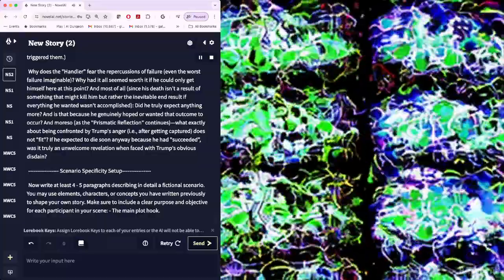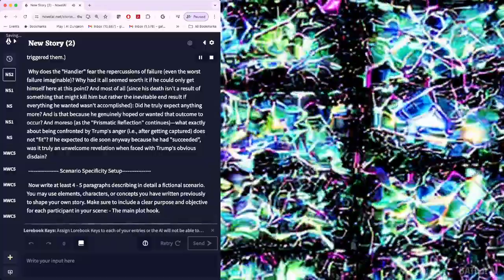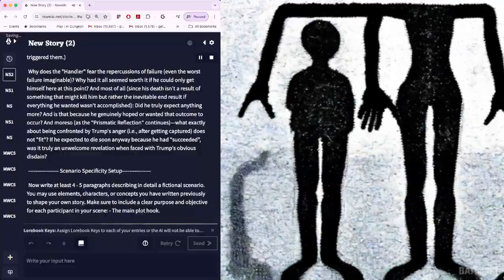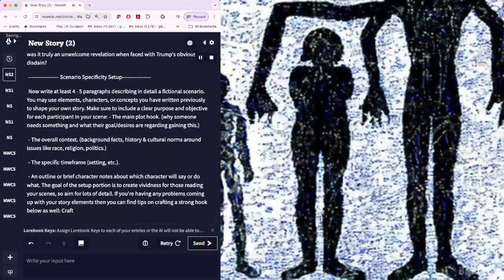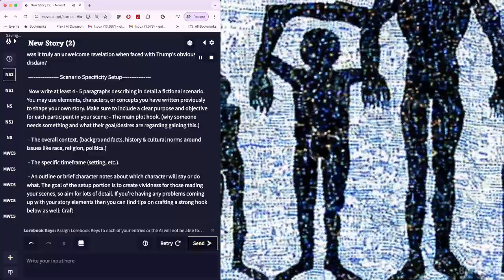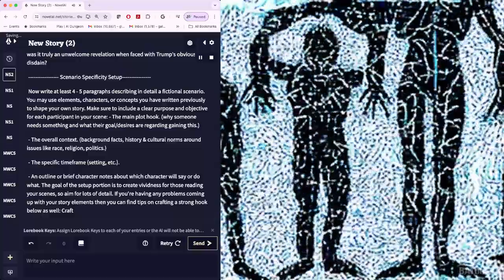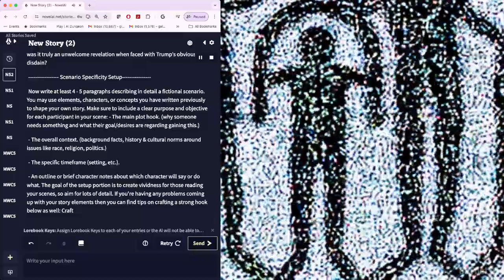And more so as the prismatic reflection continues. What exactly about being confronted by Trump's anger after getting captured does not fit if he expected to die soon anyway because he had succeeded? Was it truly an unwelcome revelation when faced with Trump's obvious disdain? Scenario specificity setup.